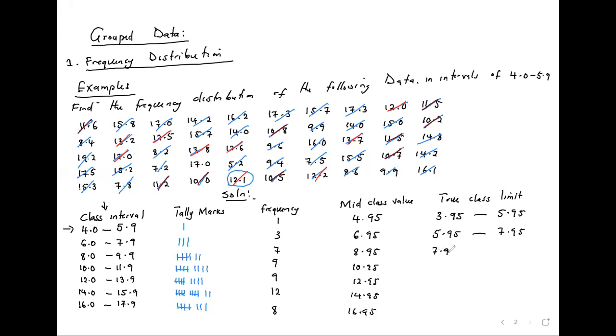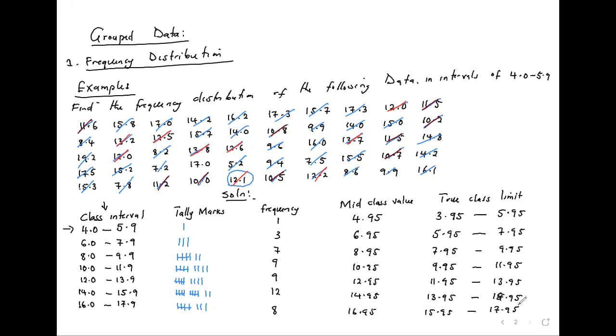So you have 5.95 to 7.95, then 7.95 to 9.95, then from 9.95 to 11.95, then 11.95 to 13.95, then 13.95 to 15.95. Then the last one, 15.95 to 17.95.